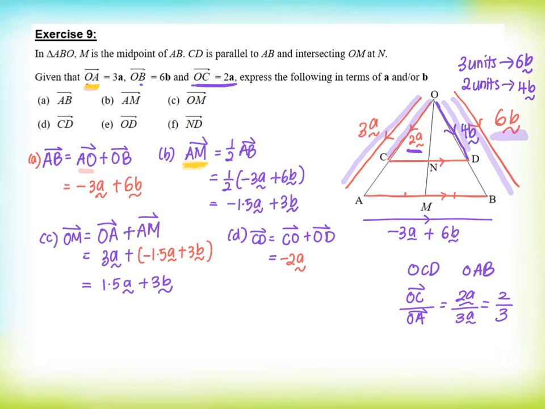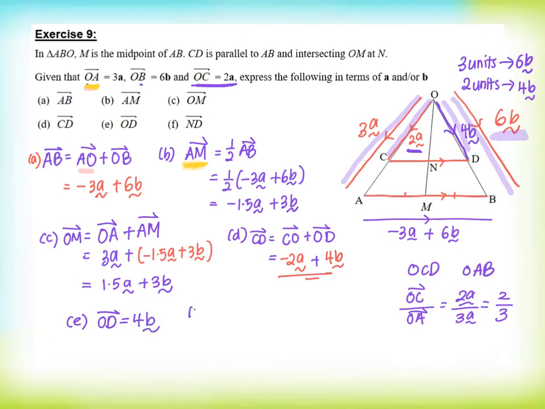So now I'm going to add OD. It will be the vector 4B. And this will be the answer. Let's look at the point OD. Vector OD is already given. We found OD to be 4B.